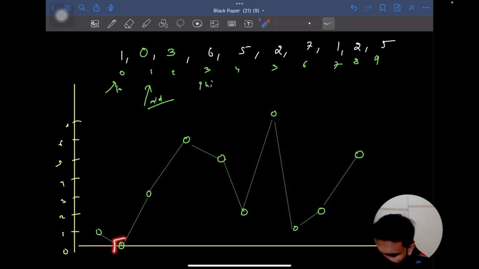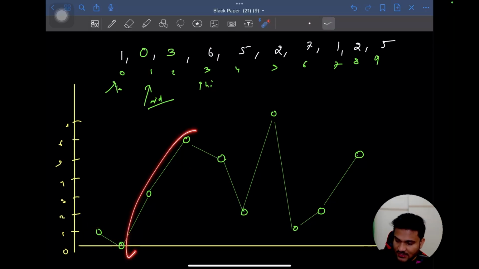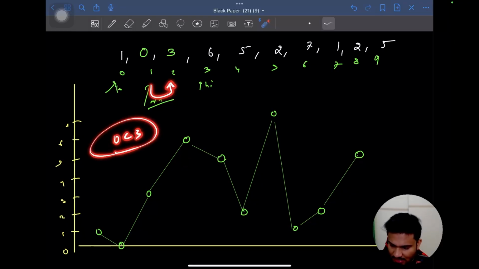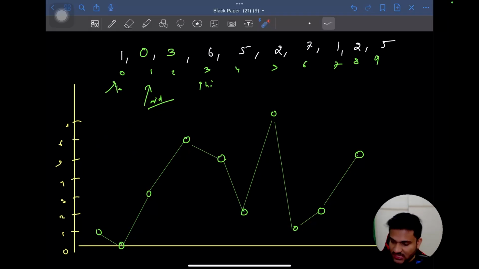Now, you might feel, oh, this 0 can be a part of the decreasing or increasing both kind of a curve. So you can consider it in any one. So I'll again consider by comparing mid with mid plus 1. Is 0 less than 3? Yes. That means it is a part of an increasing curve.